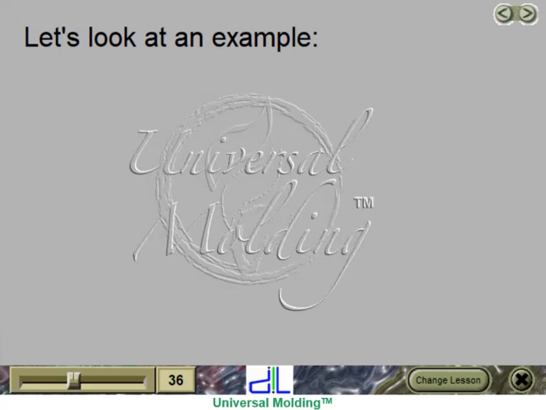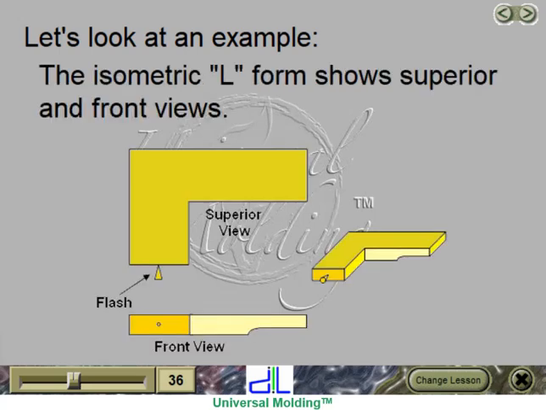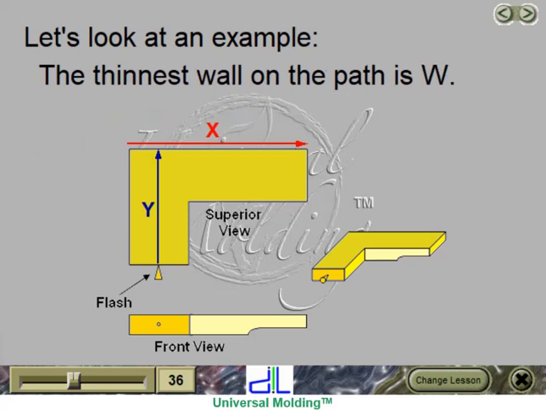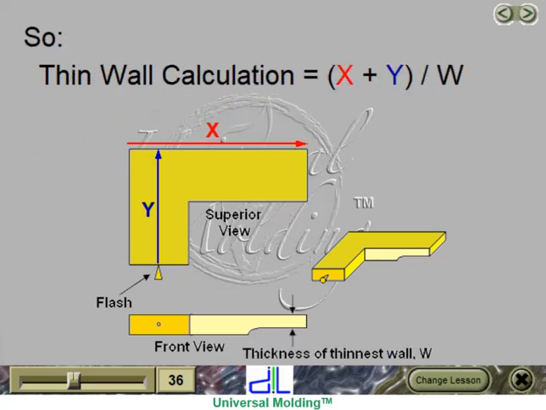Let's look at an example. The isometric L form shows superior and front views. The farthest flow path can be approximated by finding the sum of x and y. The thinnest wall on the path is W. So the thin wall calculation is equal to x plus y divided by W.